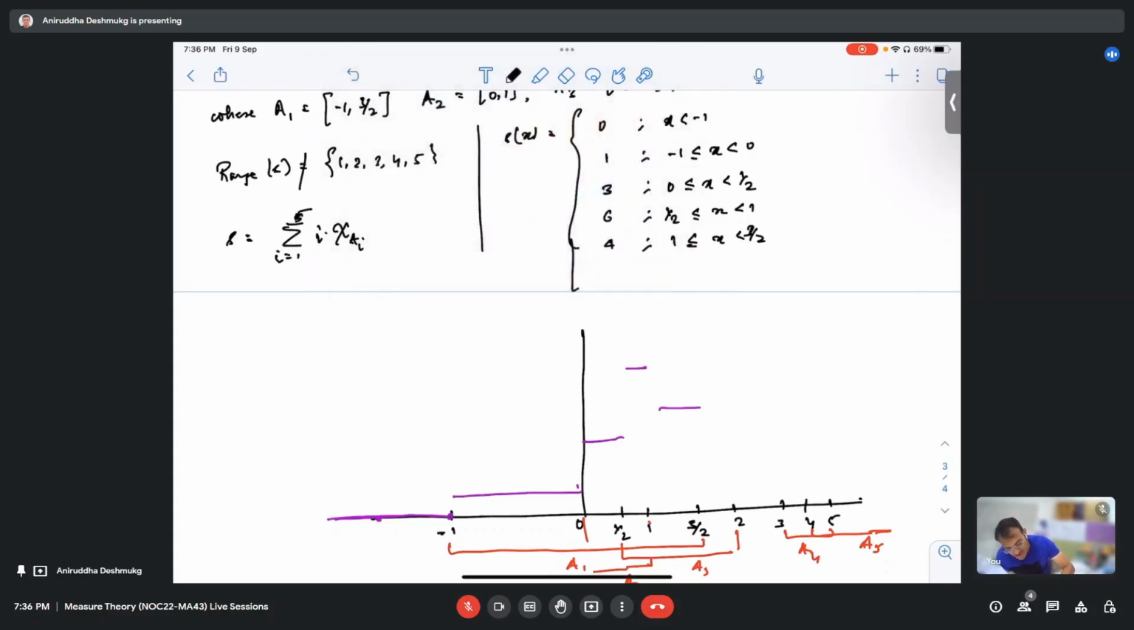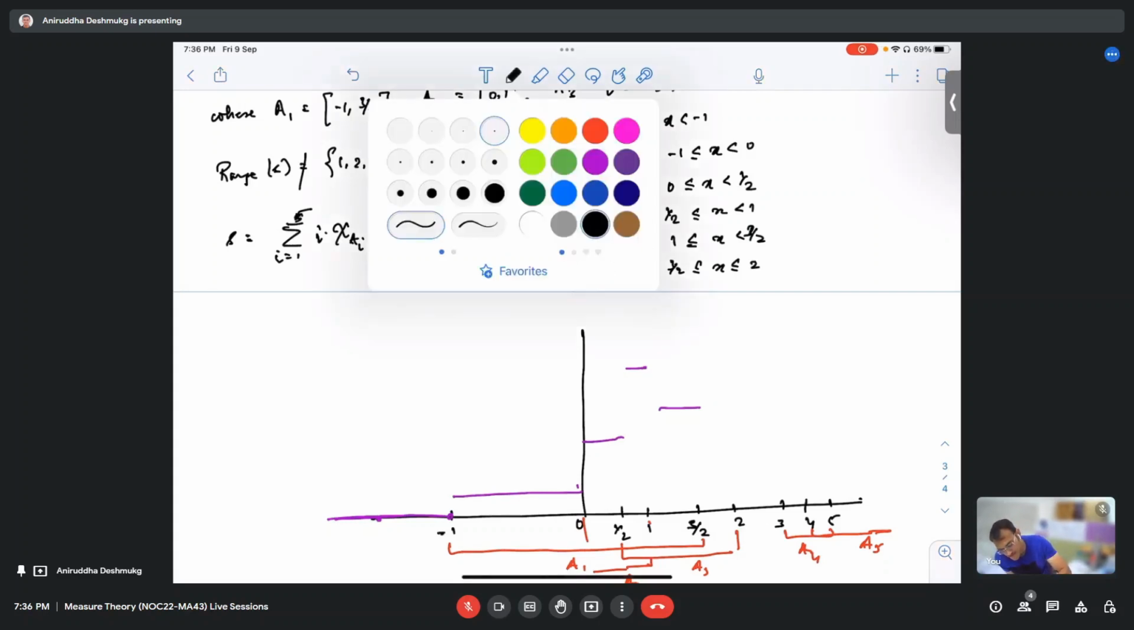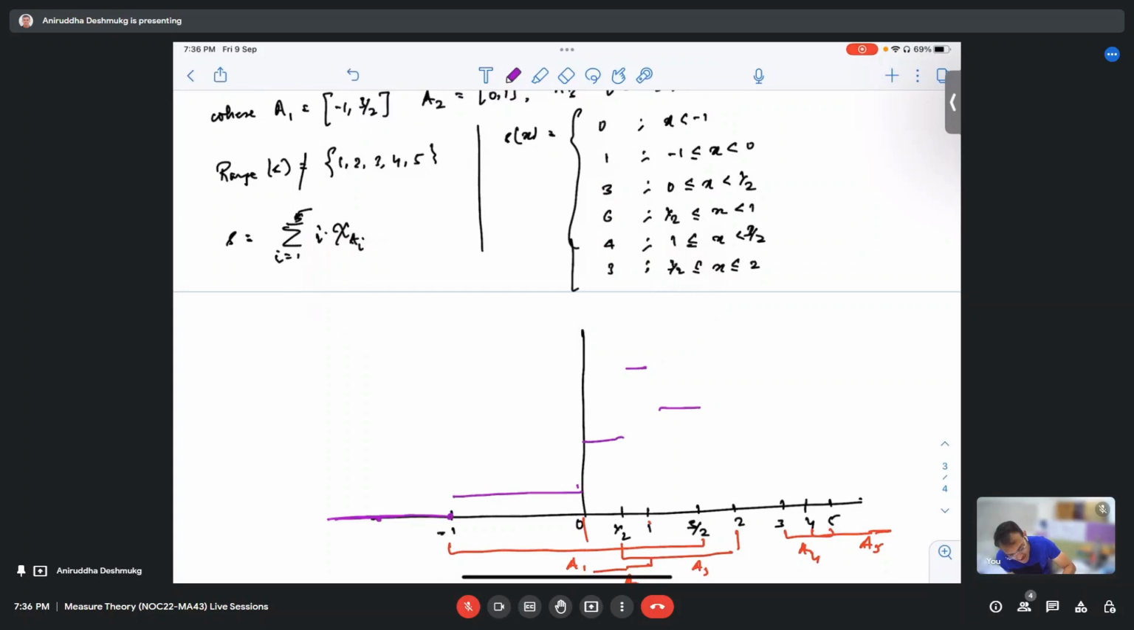What happens after 3 by 2? So 3 by 2 to 2. It is only in A3, not any other set. So it is just 3. So this is only 3. Now you tell me the remaining ones.